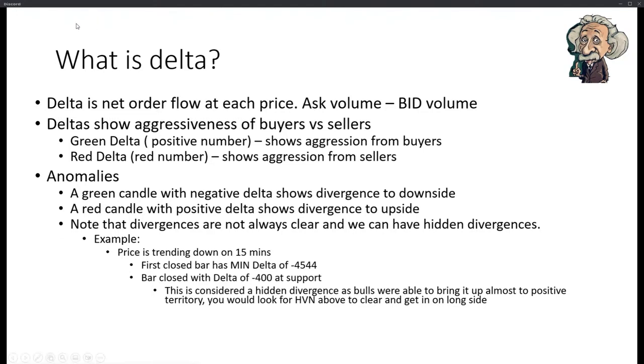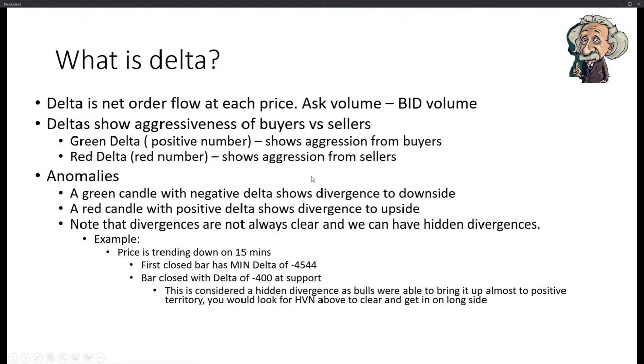Use that for entries on footprints. So 30, find the zones. 5, use for entries. Okay. Anomalies here, that's what I break down. A green candle with negative delta shows divergence to the downside, and a red candle with positive delta shows divergence to the upside. So they're not always straightforward.